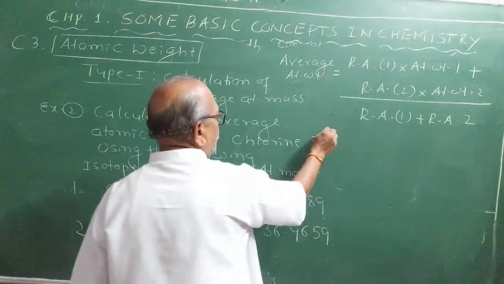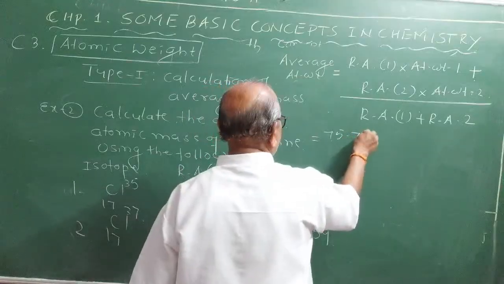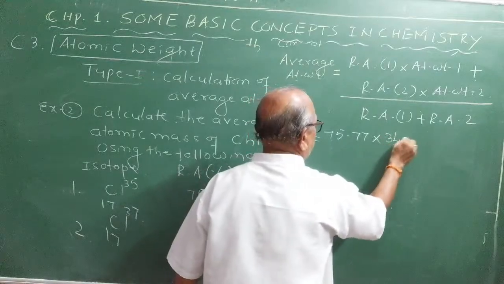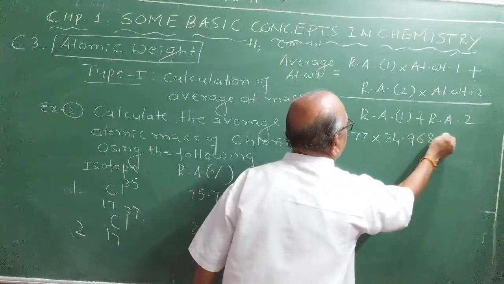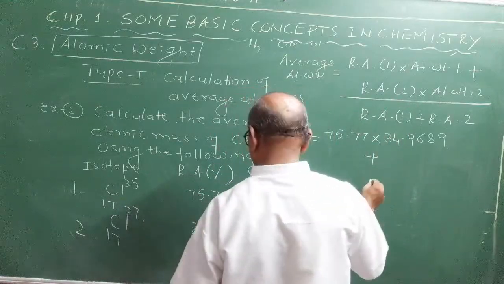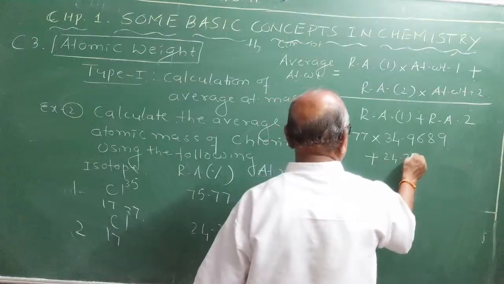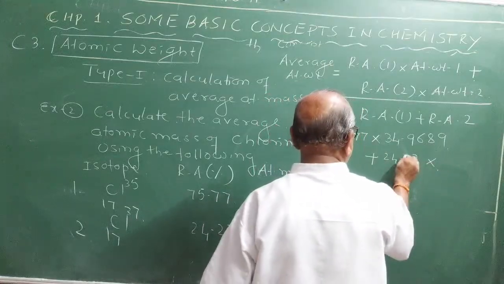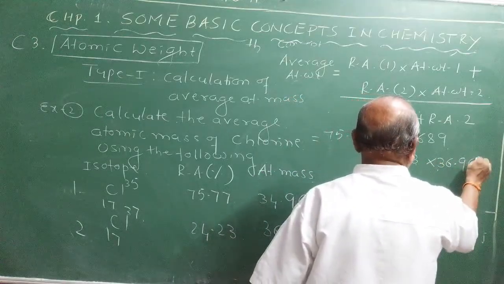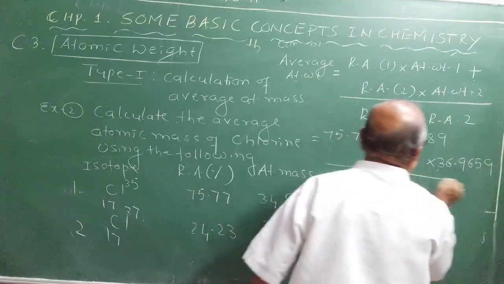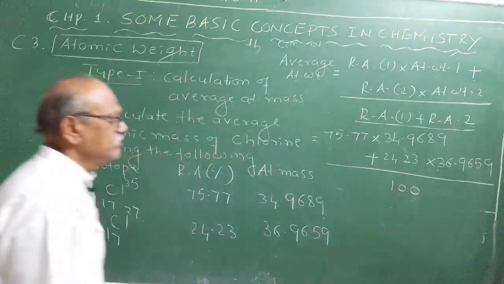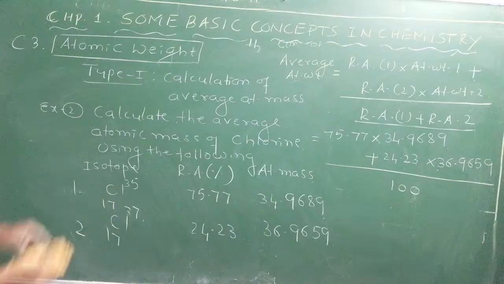You have 75.77 into the atomic mass of the first one, 34.9689. Carefully solve. Plus the relative abundance of the second one is given as 23 into 36.9659, whole divided by the sum of the relative abundance, which in percentage will be 100. I hope you understood. Now you can do the calculation.